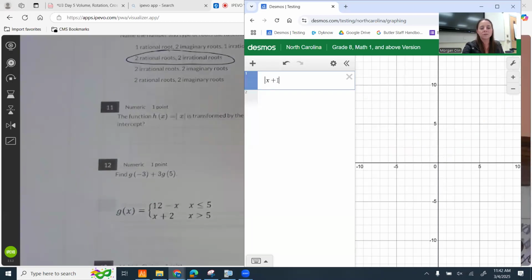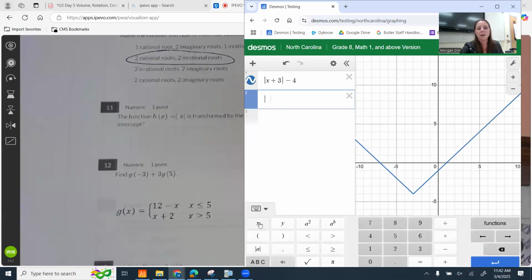You want to put a plus 3 right here inside that absolute value sign, and then you want to put a minus 4 on the outside. So this is our new graph, okay? If you are thinking about transformations, I will review that right here for a second. If you notice, this moved down 4.